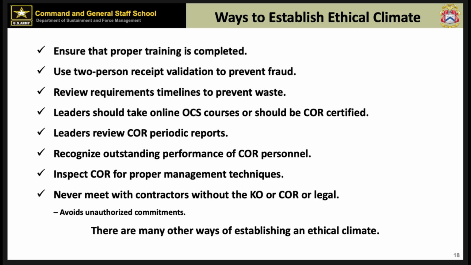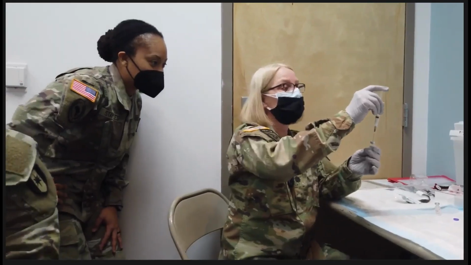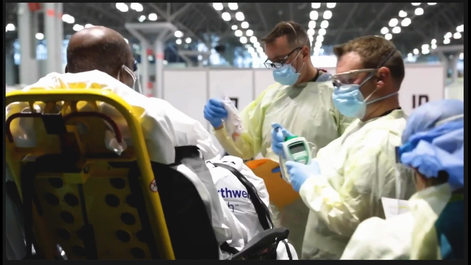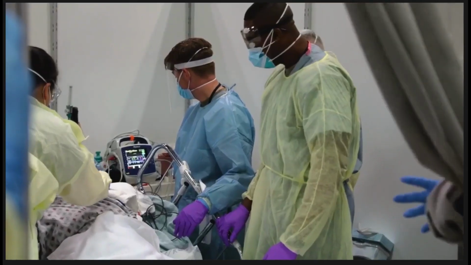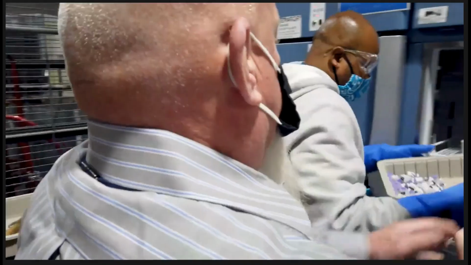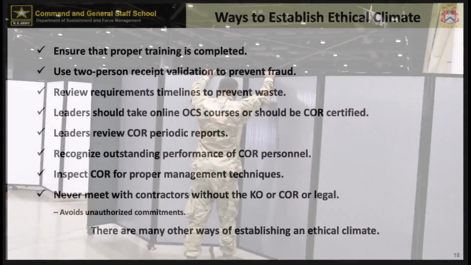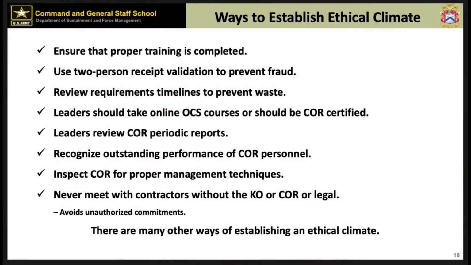Establishing an ethical climate in operations is crucial to prevent fraud, waste, and abuse. Leaders play a key role by ensuring proper training is completed and by utilizing safeguards like two-person receipt validation. Regularly reviewing requirements timelines can help prevent waste, while ongoing oversight of contracting officer representative reports ensures accountability.